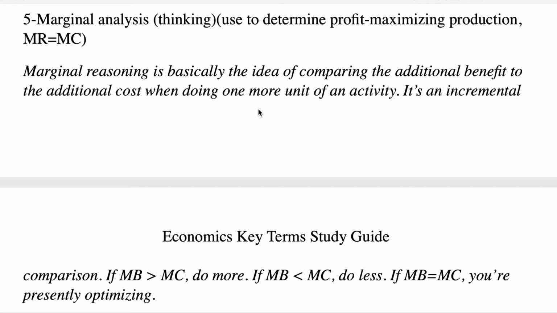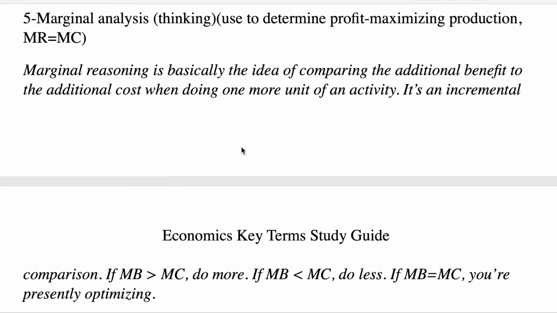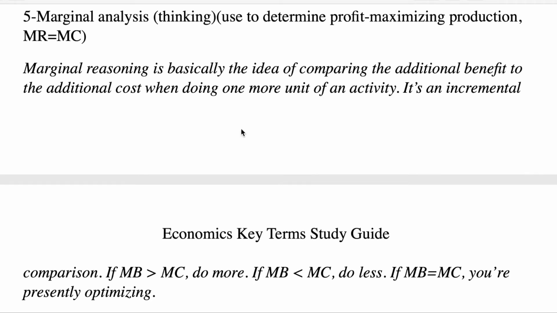In terms of optimal decision making, of course, it involves being aware of opportunity cost. Ignore opportunity cost at your own peril. It also involves paying attention to marginal analysis, which is the idea of comparing the additional benefit to the additional cost of doing one more of an activity. So it's an incremental comparison. If the marginal benefit exceeds the marginal cost, you do more. If the marginal benefit is less than the marginal cost, you do less. If the marginal benefit is equal to the marginal cost, well, then you're presently optimizing.